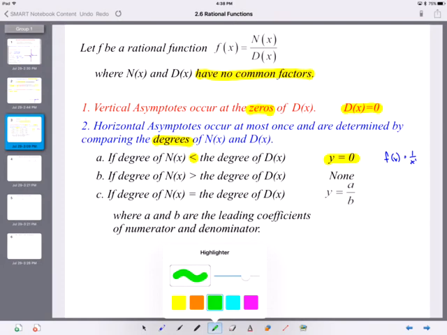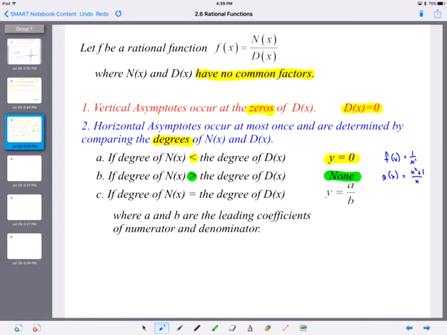If the degree of the numerator is greater than the degree of the denominator, then we have no horizontal asymptote. So we don't have to have a horizontal asymptote with rational functions. So once again, this could be an example of x squared plus 1 over x, where the degree on top is larger than the degree on bottom.